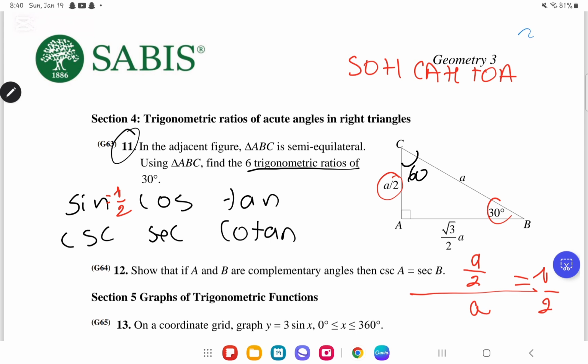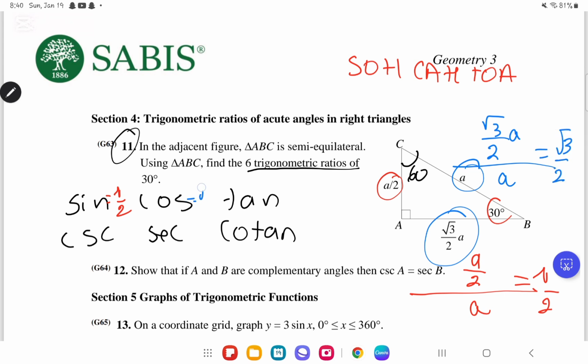Cosine, we know it is adjacent over hypotenuse. Adjacent is radical 3 over 2 a over hypotenuse, which is a. So radical 3 over 2 times a divided by a. We will get an answer of radical 3 over 2. So the value of cosine 30 is radical 3 over 2.